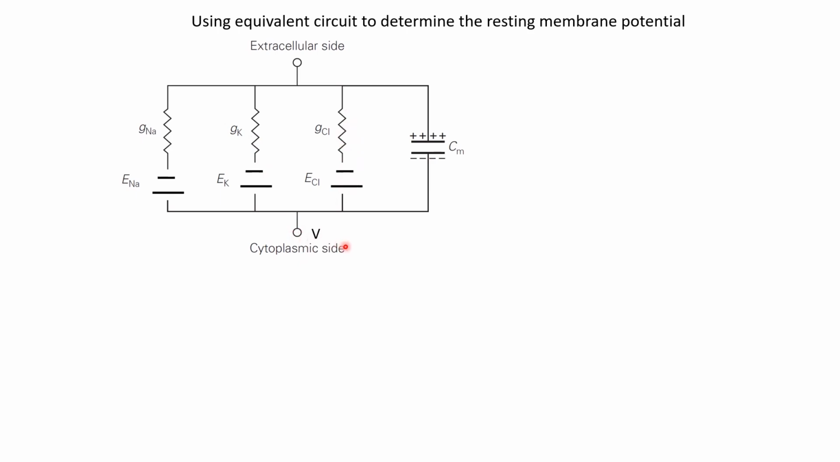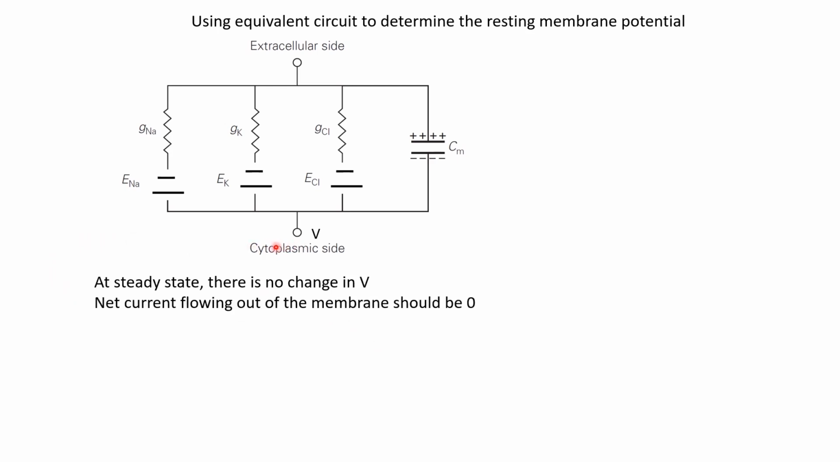So a steady state will be reached if the total current flowing out through the membrane is zero. Even if there is current in individual paths, if the total current flowing out through all these channels is zero, then there will be no net change in the membrane potential. If we apply that condition, then we can write: the total current flowing out should be zero. So V minus ENA times GNA plus V minus EK times GK plus V minus ECL times GCL. All these terms together denote the current flowing out through the membrane, and that should be equal to zero.